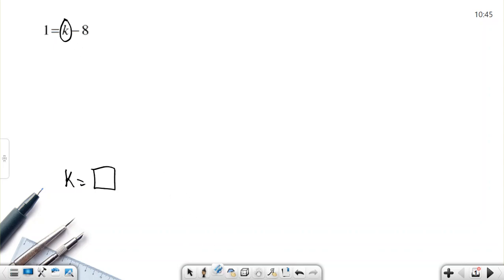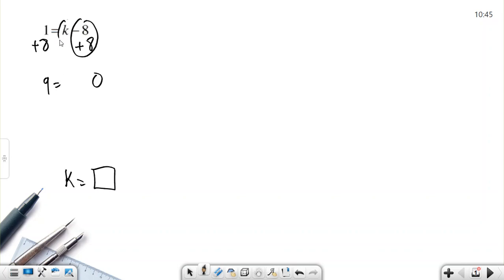To do that, I need to isolate this k. So I need to take everything around the k to the other side of the equation. For example, there's a minus 8. To cancel this minus 8, I can add plus 8 to both sides. So minus 8 and plus 8 is 0, and 1 plus 8 is 9. But be careful here. What did I miss?